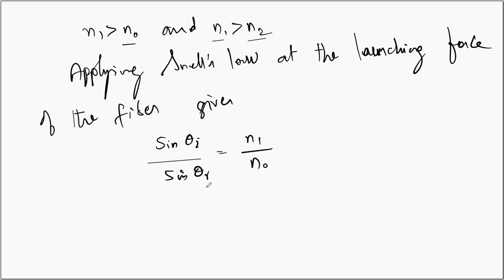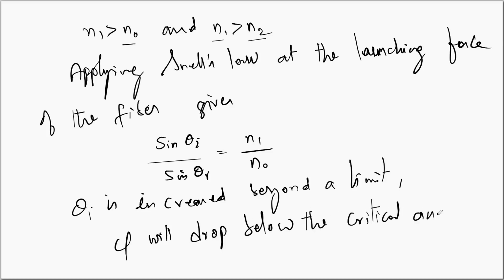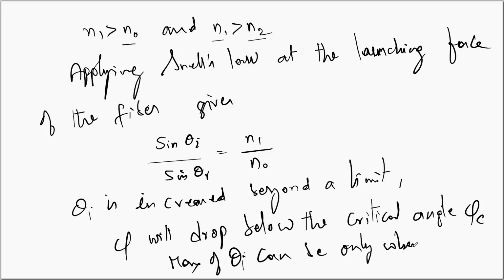If theta I is increased beyond a limit, then phi will drop below the critical angle, say phi c. If phi c is not met, then the ray will enter into the cladding. So the largest value for theta I occurs when phi is equal to phi c. Maximum of theta I can be only when phi is equal to phi c.